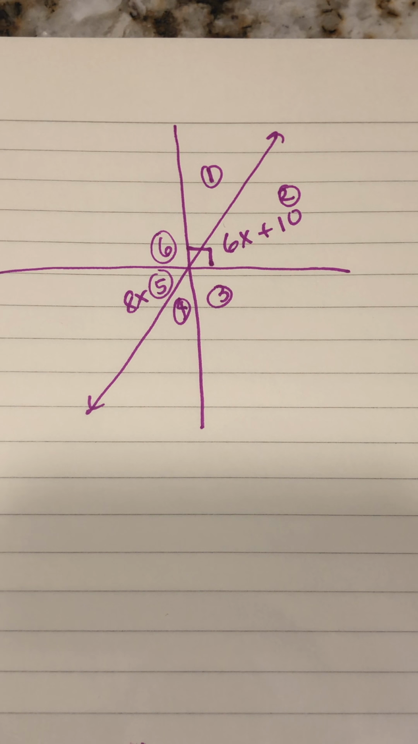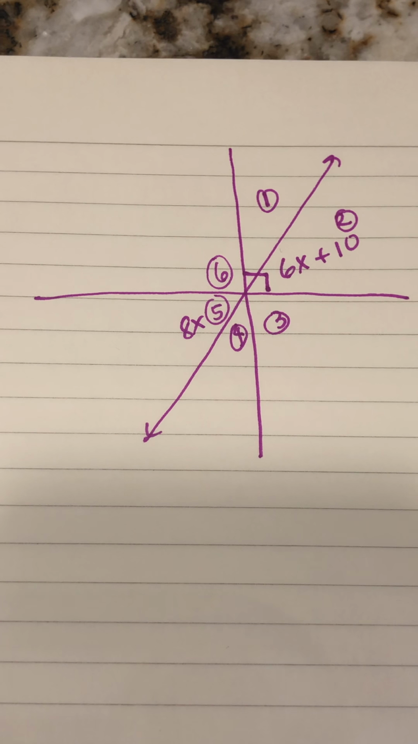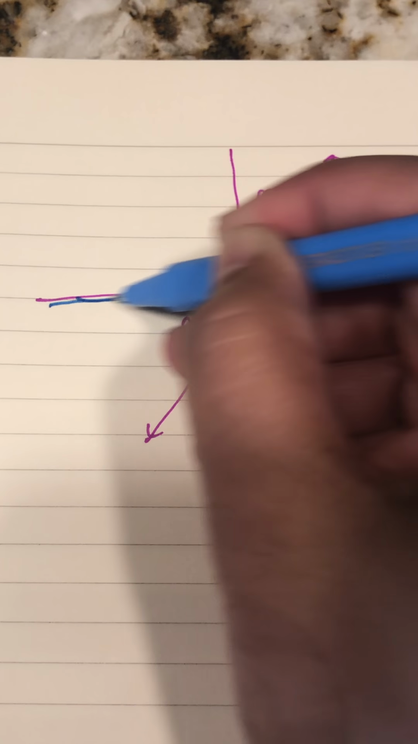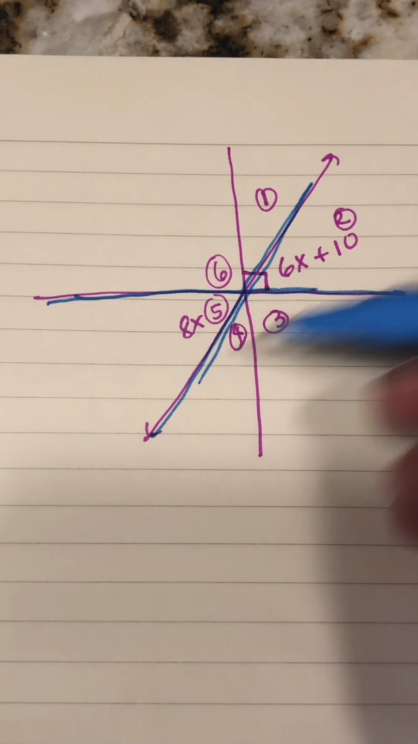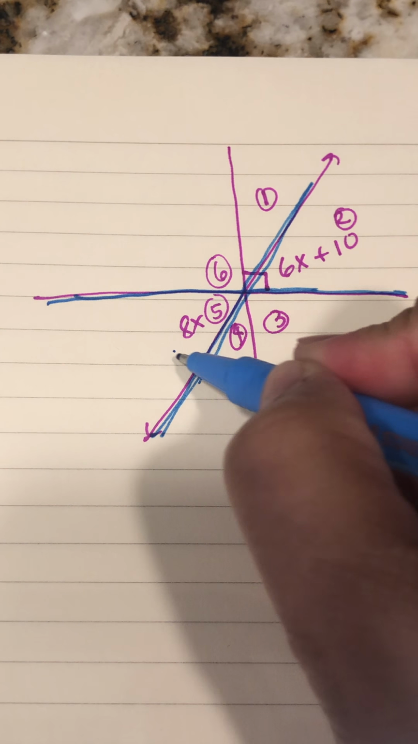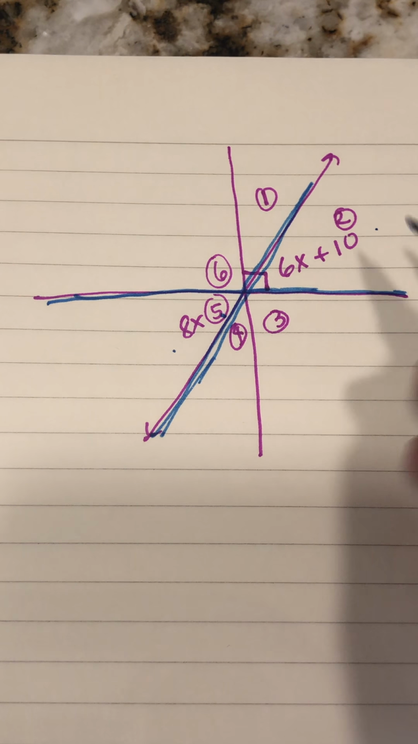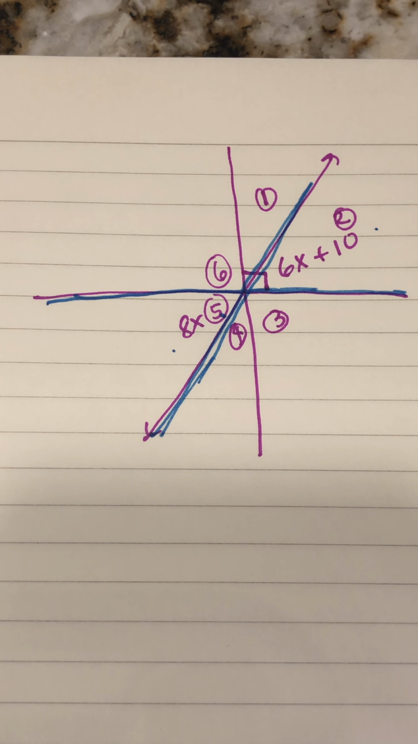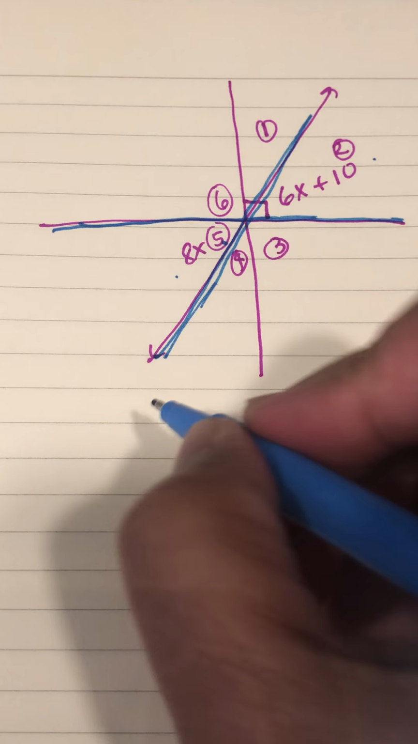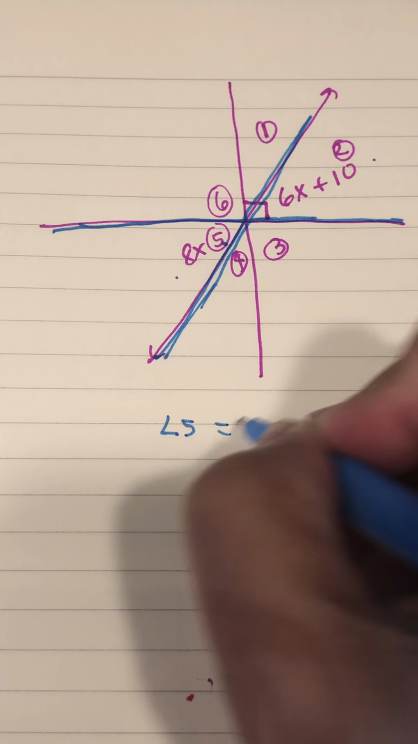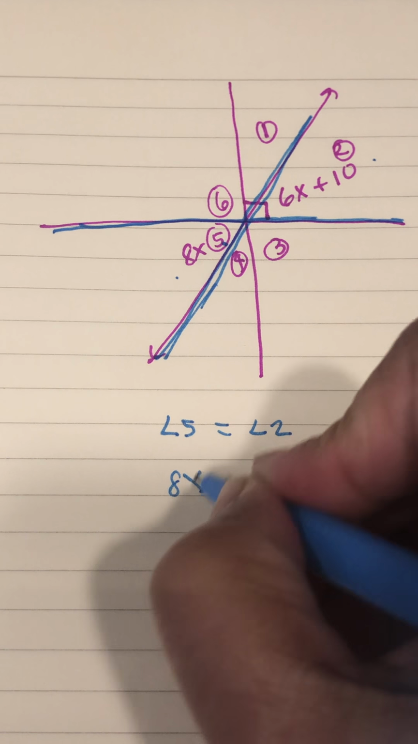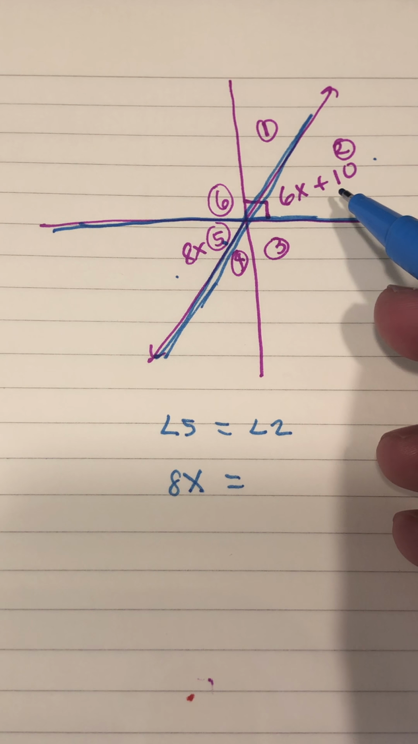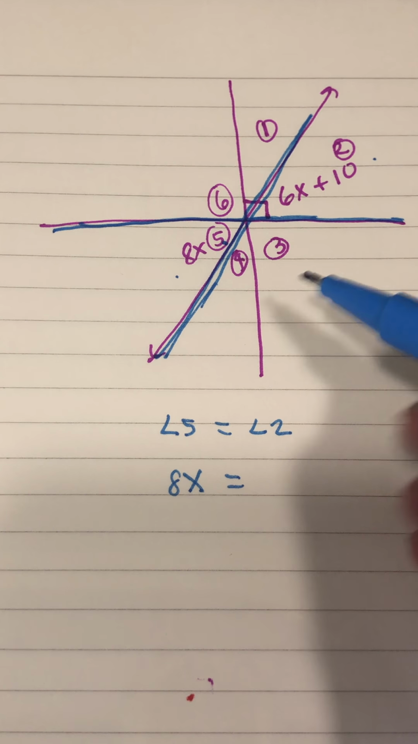Let's trace that one because I'm suspecting these are vertical pairs. All right, so I know that angle 5 is vertical to angle 2. Therefore, they are equal to each other. So angle 5 is equal to angle 2. Angle 5 is 8x, and angle 2 is 6x plus 10.